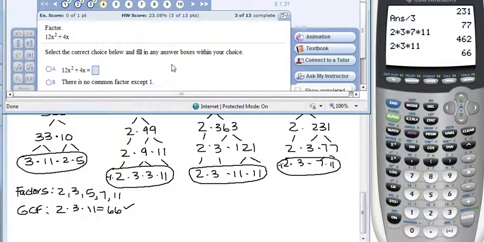So here, let's just do this one. This one's so simple. Between the 12 and the 4, the biggest number that divides into those evenly at the same time is a 4. 12 divided by 4 is 3, 4 divided by 4 is 1. And I'm going to take out the lowest powered variable. I have 2 here and I have 1 there. Remember, 4x is the same as 4 times x to the first power.